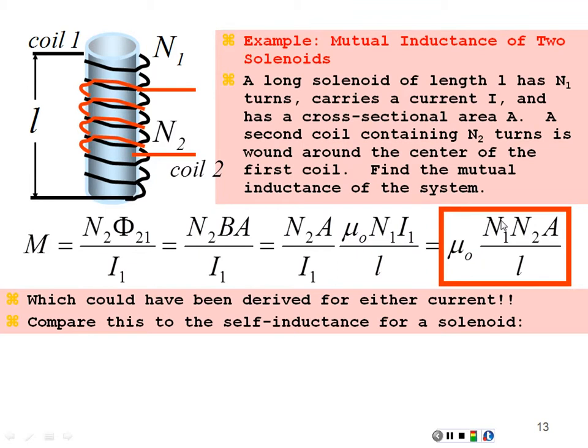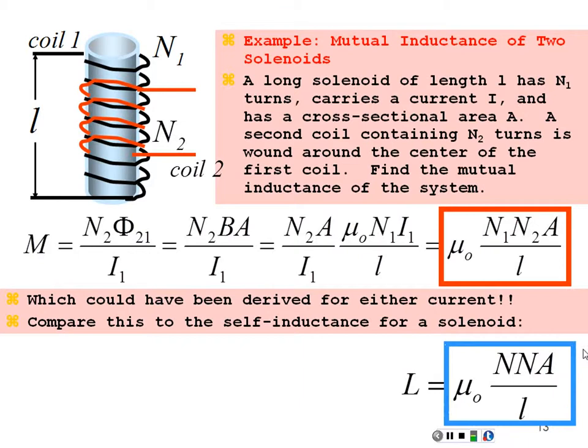Compare this result with what we got for the self-inductance of a solenoid. Self-inductance of a solenoid was mu naught N times N area over length. This one is mu naught N1 N2 area over length. They're almost mathematically similar. It's only we have two different numbers of turns to use, but other than that, same kind of formula.